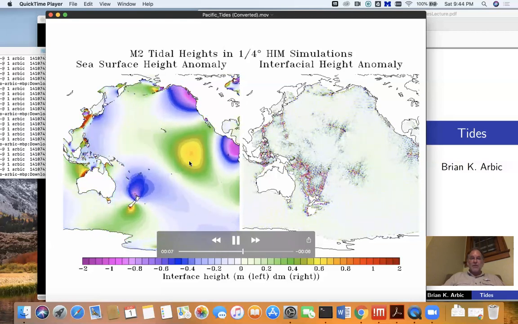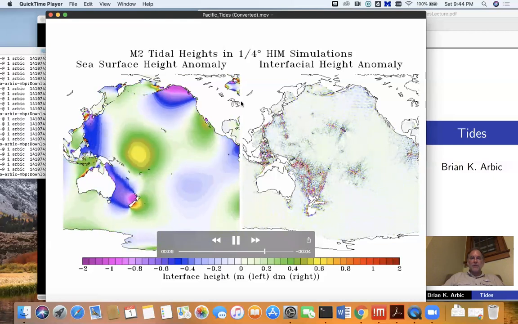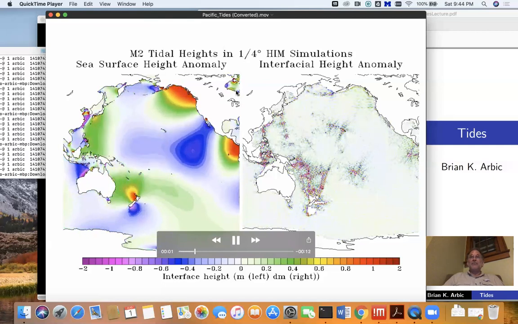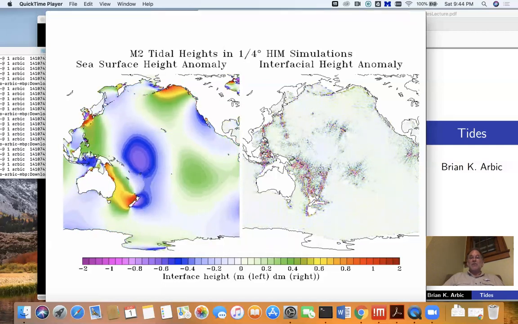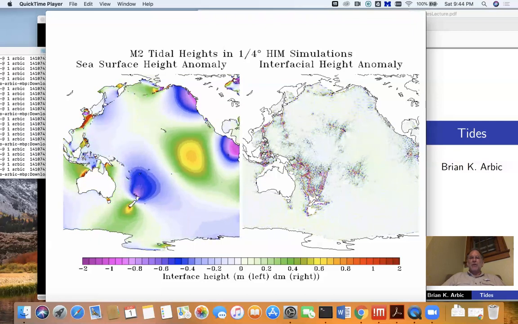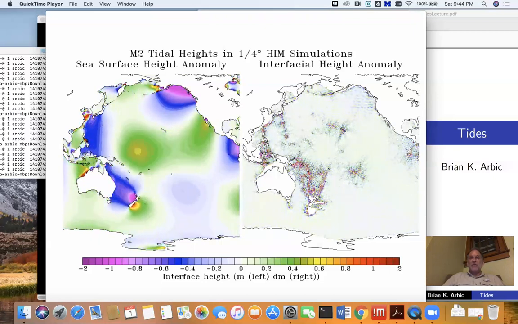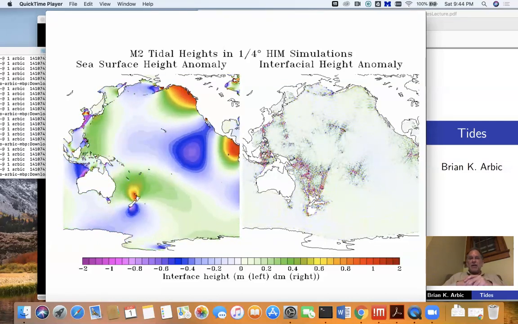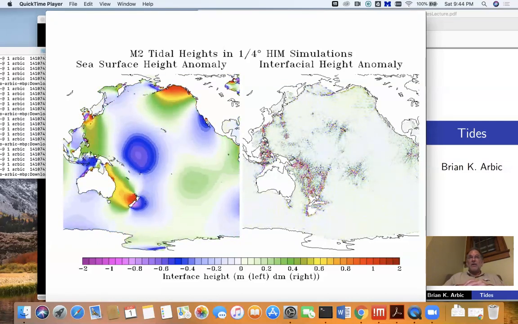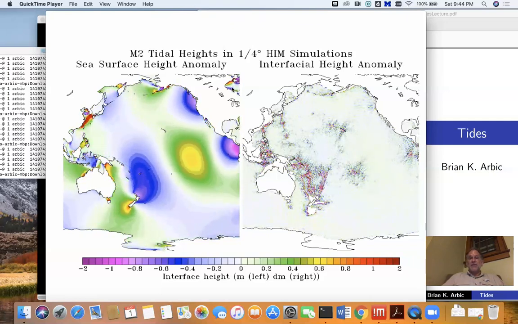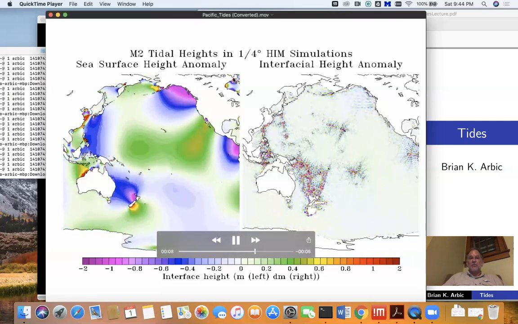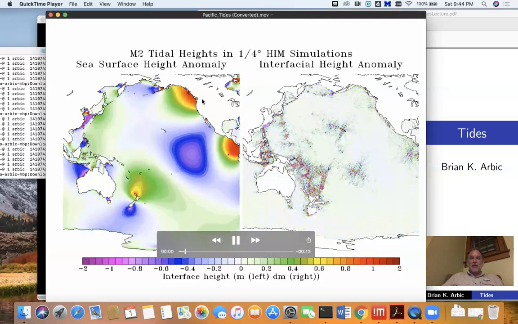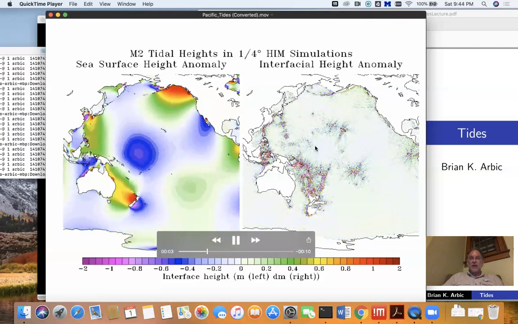The horizontal scales are larger in the open ocean than they are in coastal oceans. There's reasons for that. That has to do with the size of these waves, which is approximately given by the square root of GH over F, where G is gravity, H is the ocean water depth, and F is the Coriolis parameter. So since it goes like square root of the depth, that's why they're larger in the open ocean than they are in coastal areas.